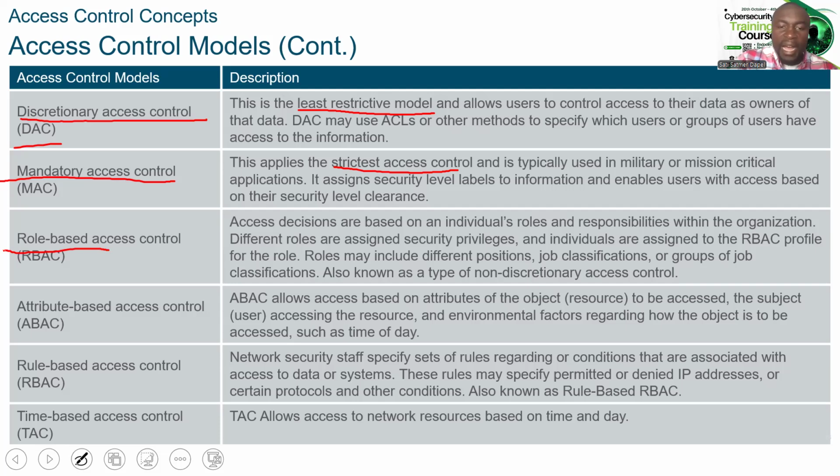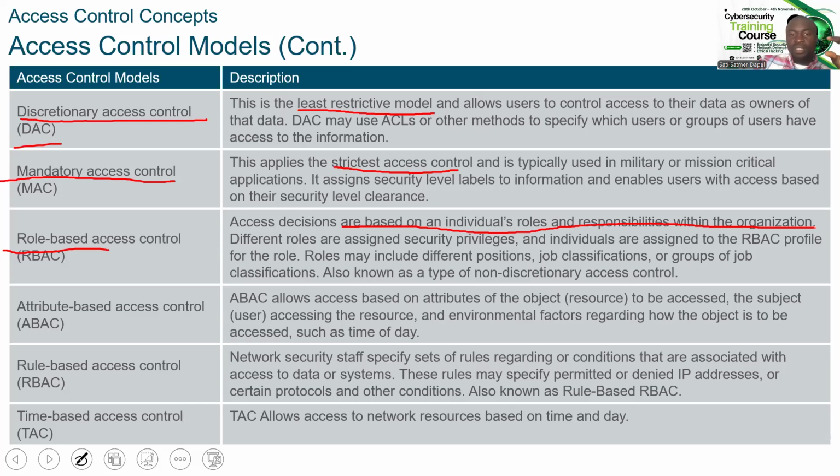Access decisions are based on individual roles and responsibilities in the association or in the organization. All right. So different roles are assigned security privileges and individuals are assigned to RBAC profiles. Now, what is the difference between this RBAC and mandatory access control?